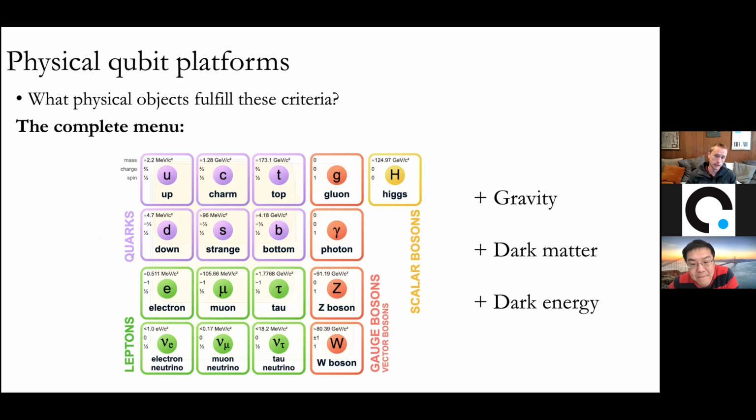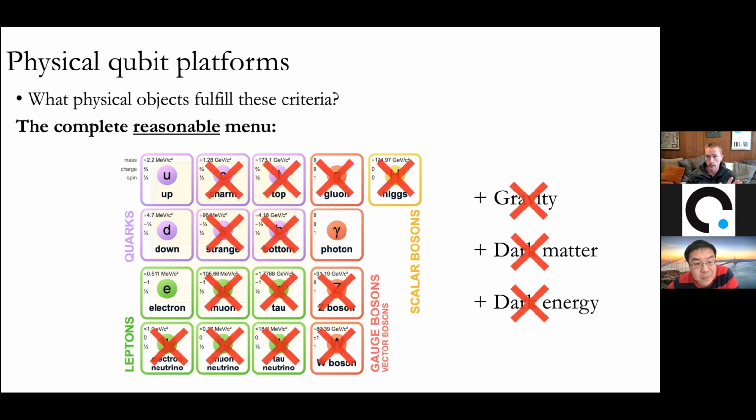But you can even look at this menu pretty much from the get-go, without having too many discussions, and say, I'm allergic to most of the stuff on here. So the complete reasonable menu is much smaller. I'd be happy if anybody wants to object to the crossing out of any of these elements for quantum information processing. I don't even know what the closest call is, maybe the muon, but I don't think any of these are a particularly close call.